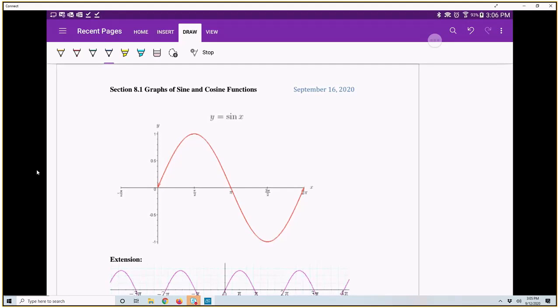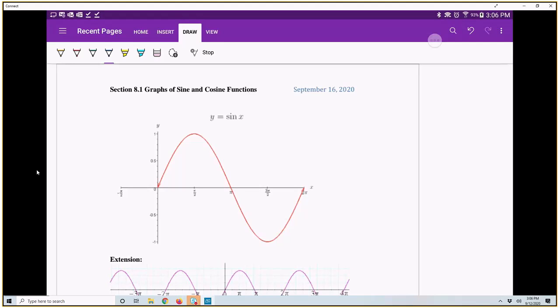Today we will start talking about Chapter 8. We will do 3 sections in Chapter 8. 8.1 will be graphs of sine and cosine functions. 8.2 will be the graphs of other 4 trigonometric functions. And finally, we will talk about inverse trigonometric functions in 8.3.